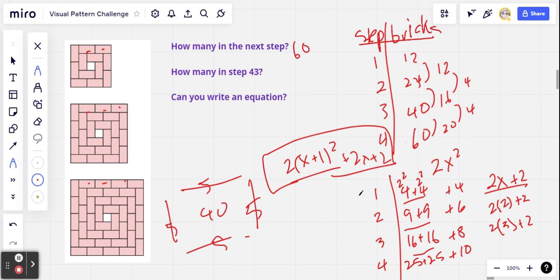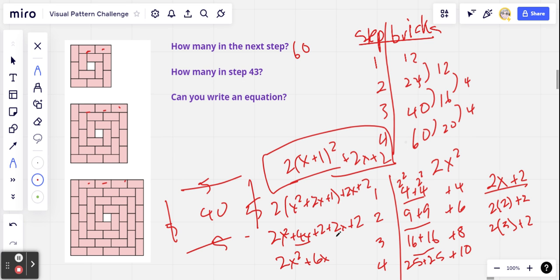I'm actually going to FOIL that out and simplify a little bit. So the (x plus 1) squared would end up being x squared plus 2x plus 1. And I've still got my plus 2x plus 2. I'm going to distribute that 2, so I'd get 2x squared plus 4x plus 2, and then plus another 2x plus 2. And I'm getting 2x squared plus 6x, combining those like terms, plus 4. So this, I think, is our equation.